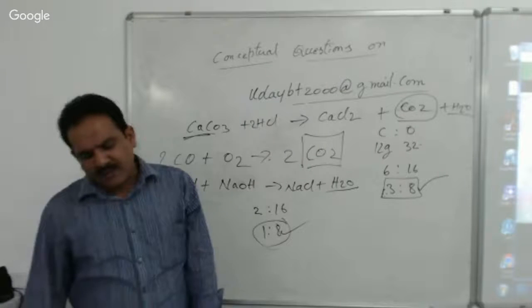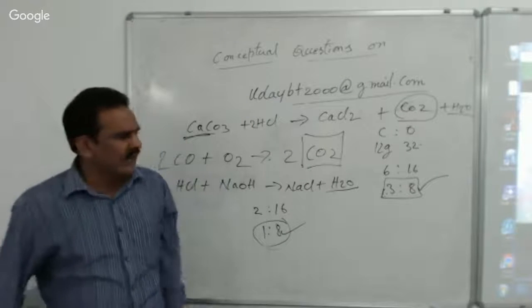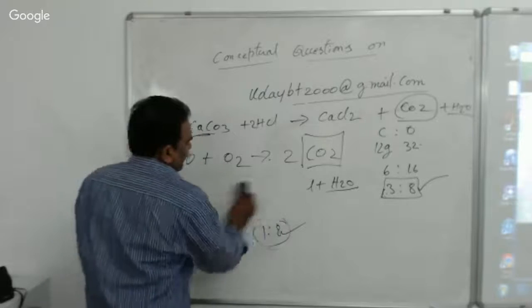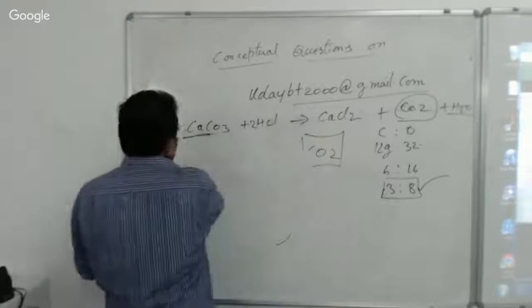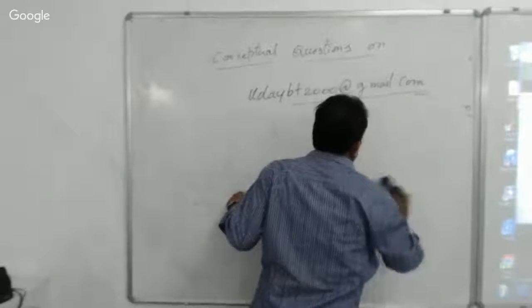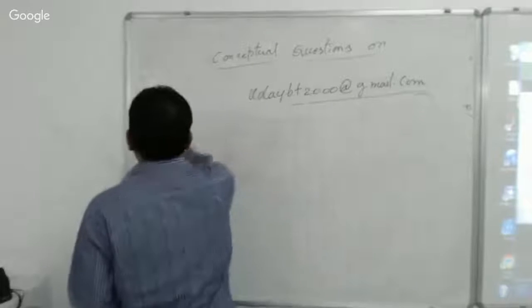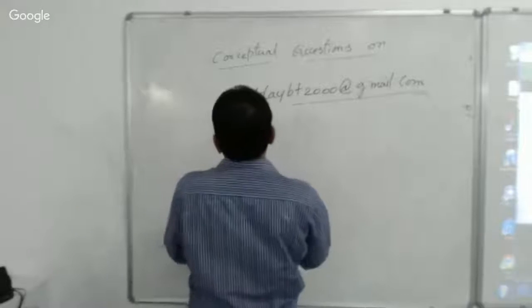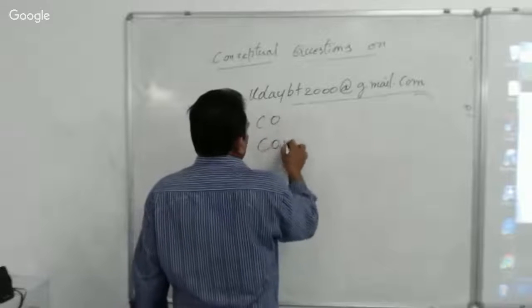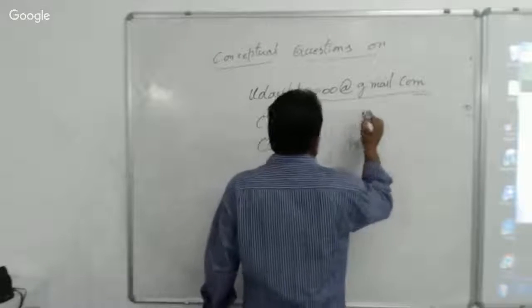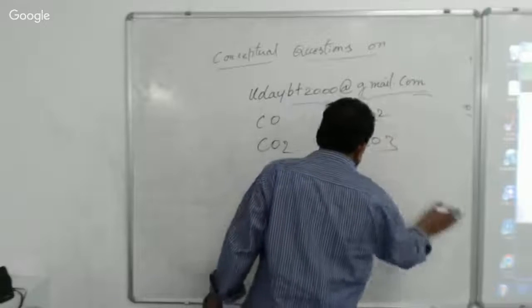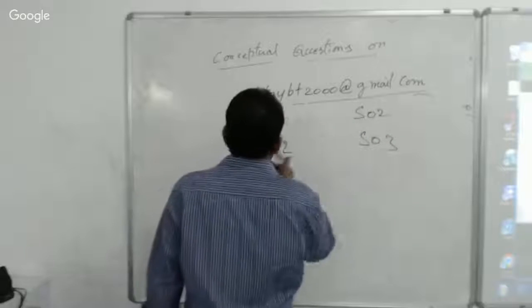Next, one more law is the law of multiple proportions. Here also it is a simple ratio only. One particular element combines with another element in different simple ratios. This is very simple to understand. You know the oxides of carbon, CO, carbon monoxide, and CO2, carbon dioxide. And another example is SO2, sulfur dioxide, and SO3, sulfur trioxide. Here the ratio is always a simple ratio.